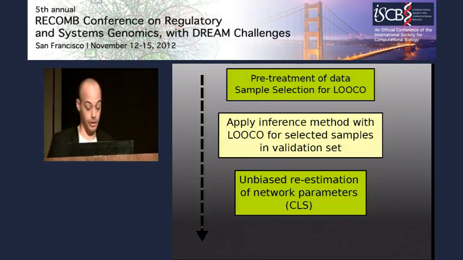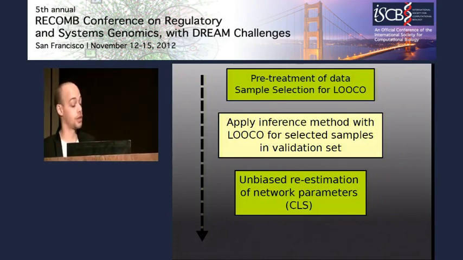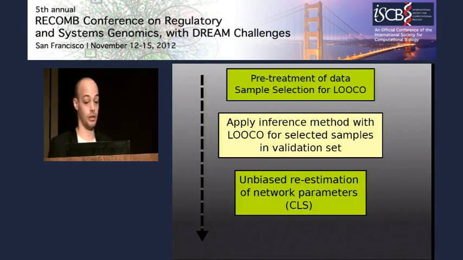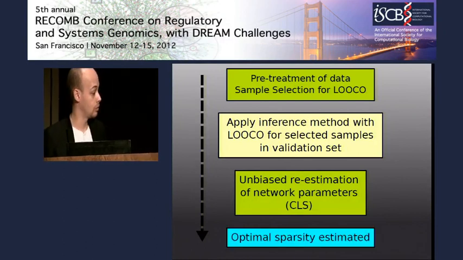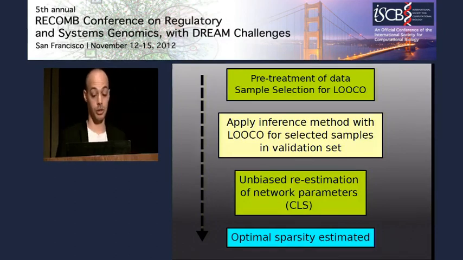Right, so just to go through the steps again, we looked at each sample if we want to do resampling of the data, so that a model inferred from the rest of the data actually has a possibility to predict the sample that we want to leave out. Then we apply our inference method of choice. We do this leave one out, for all of the regularization path, for all complexities of models. And then after that, we do an unbiased re-estimation of all the network parameters, constrained least squares, and we find an optimal network structure.